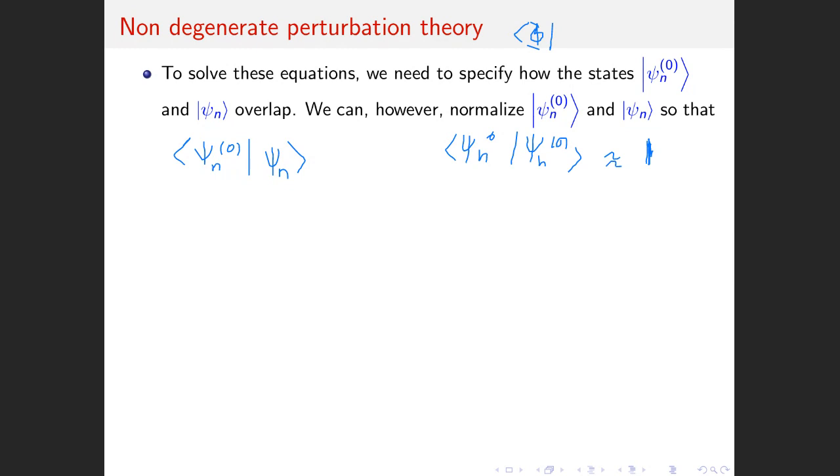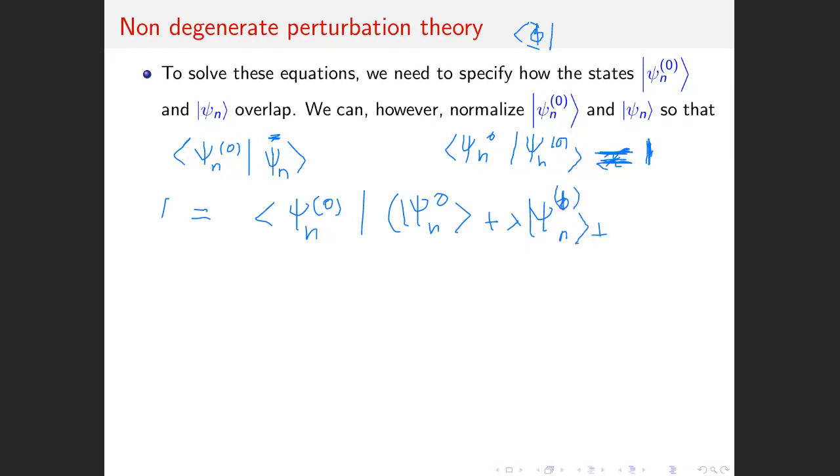However, if it's not really equal to 1, you can use Gram-Schmidt to replace this approximation by 1. So we know that 1 equals ⟨ψn0|ψn⟩, and for this ψn, you know that it has a series expansion, so you get ψn0 plus λ ψn1, the first correction, plus λ² ψn2, the second order correction, plus dot dot dot.